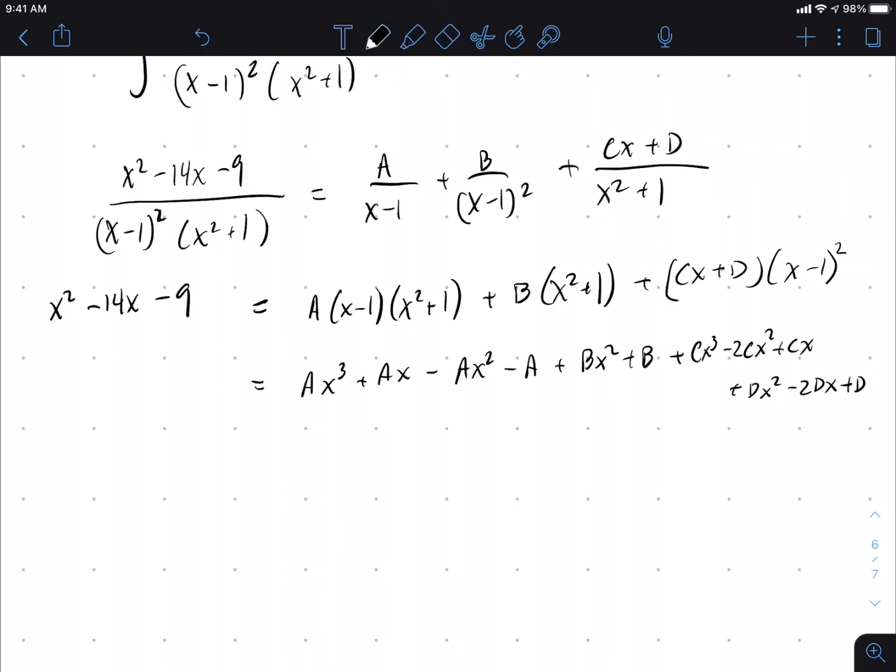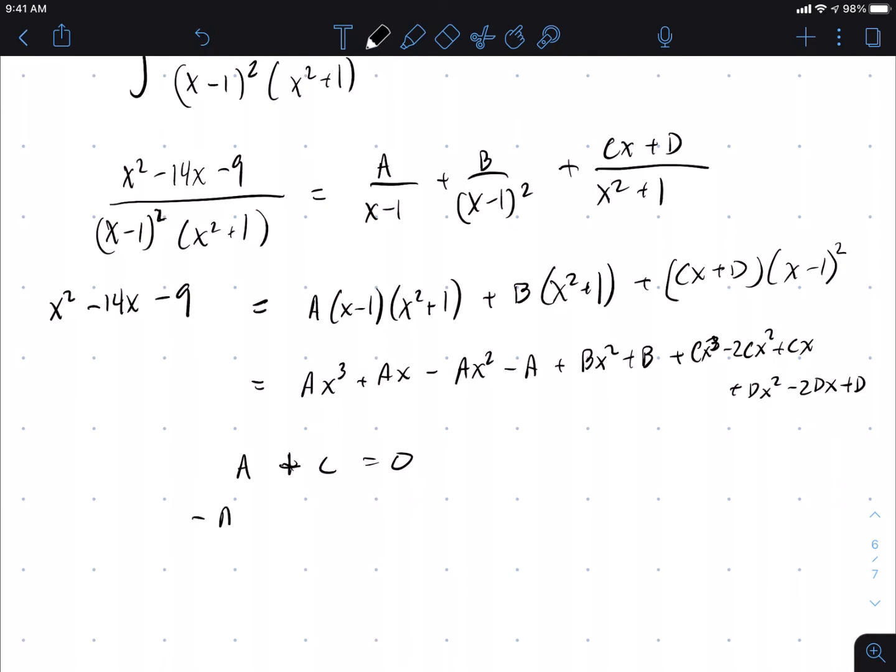Okay, now we have to put everything in its terms. So the x cubes, I have a plus c is equal to the x cubed term. Do I have an x cubed term on the other side? No, there's not. So it's equal to 0, right?